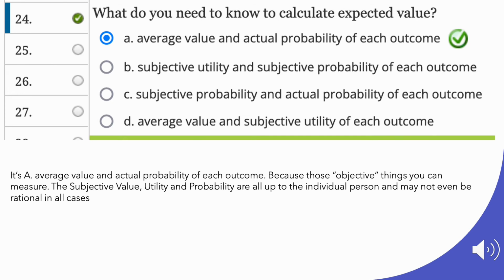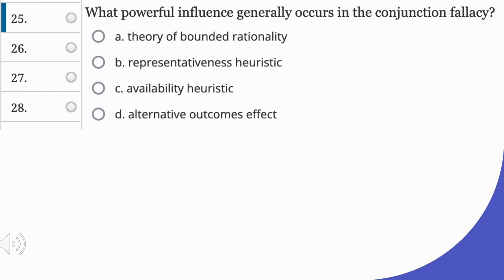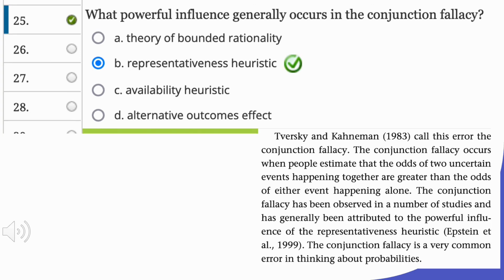Question 25. What powerful influence generally occurs in the conjunction fallacy? A. Theory of bounded rationality. B. Representativeness heuristic. C. Availability heuristic. D. Alternative outcomes effect. It's B. Representativeness heuristic, because the conjunction fallacy occurs when people estimate that the odds of two uncertain events happening together are greater than the odds of either event happening alone.